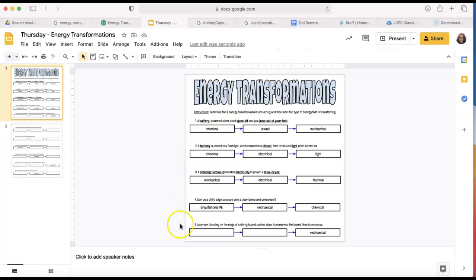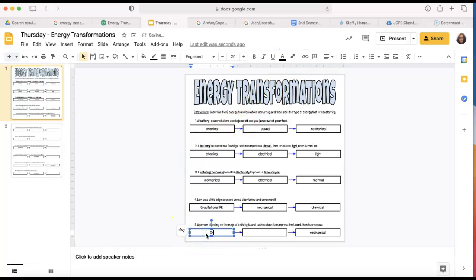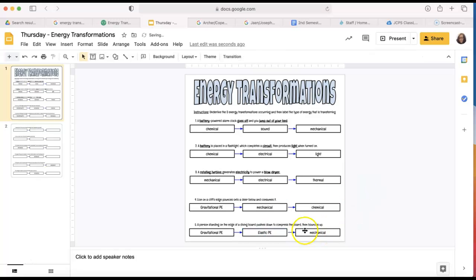Okay, so if he's on the edge, that's gravitational potential energy. So gravitational PE. But now he's getting ready to go, so he pushes down really hard on that board. So it's kind of like a spring kind of situation, right? So then it turns into elastic potential energy, and then it's mechanical.